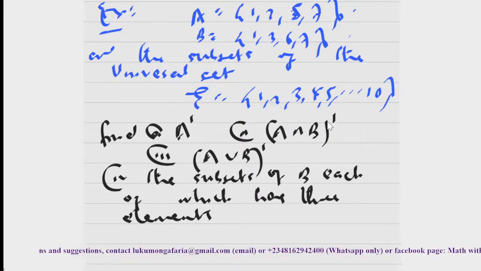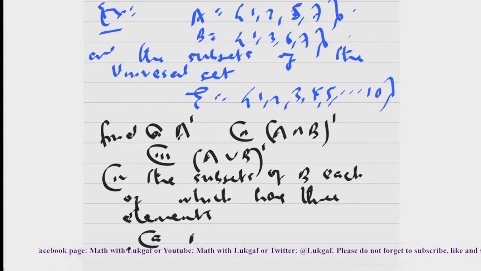You have A to be 1, 2, 5, 7. B is 1, 3, 6, 7. And your universe set is 1 up to 10. Without wasting much of our time, what will be our A complement? Don't forget, complement is the elements in the universe set that are not in A. What are those elements in the universe set, between 1 and 10, but not in A?